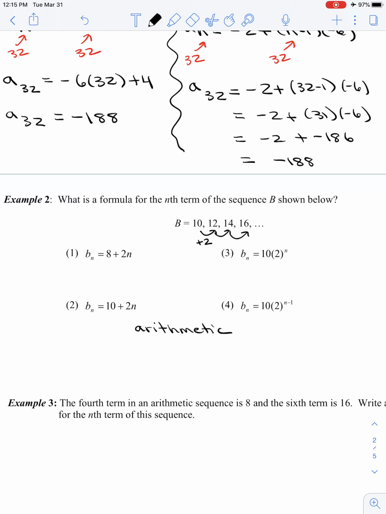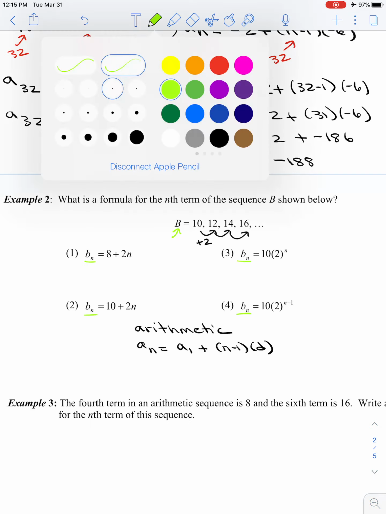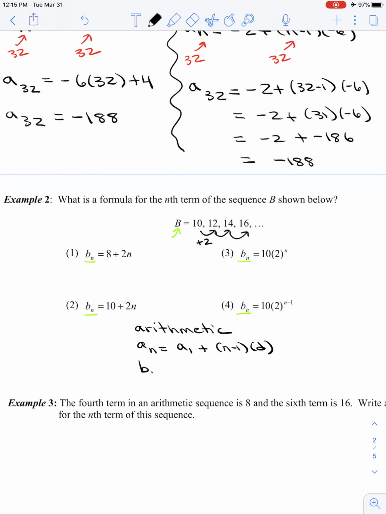So to write my equation, usually I use the letter a sub n equals a sub 1 plus n minus 1 times d. But in this case, you'll see my equation is equal to b. And if you look at all your choices, they're all written in terms of b. So I'm going to rewrite my equation. I'm going to use the letter b. So b sub n equals b sub 1 plus n minus 1 times d.